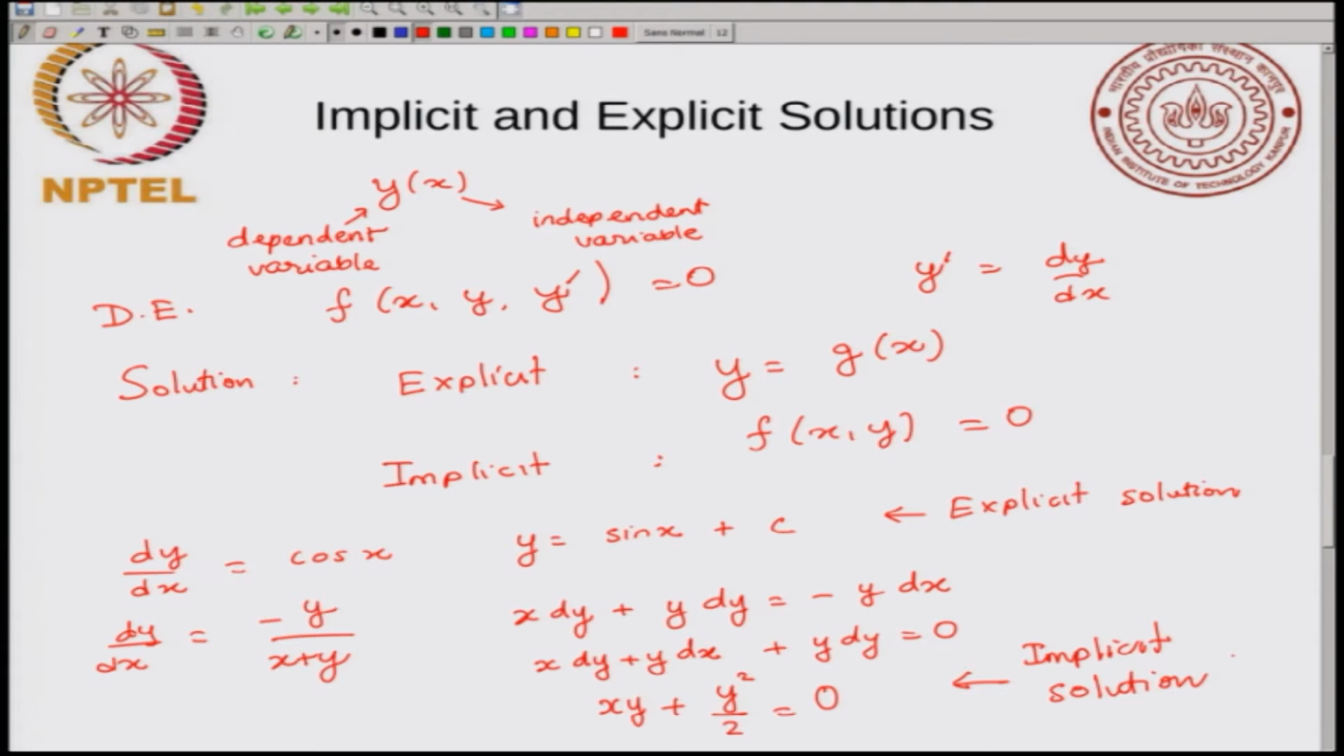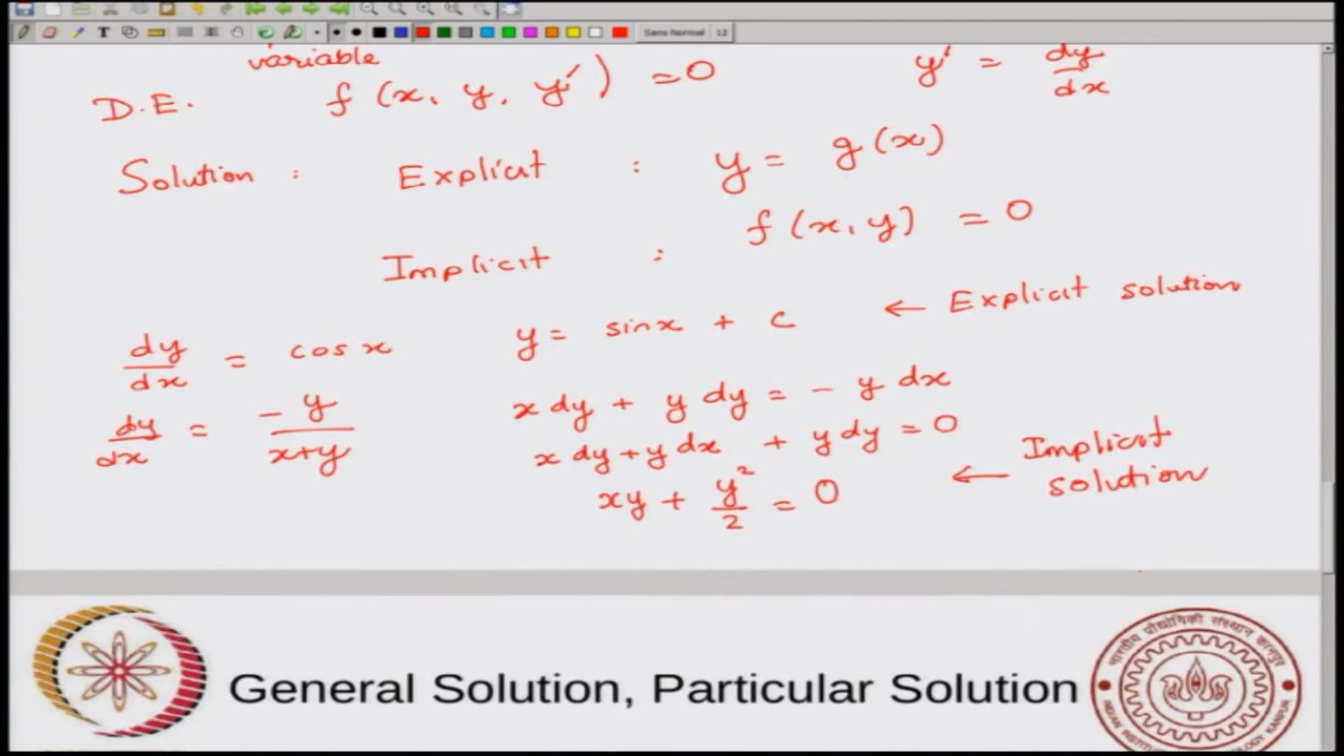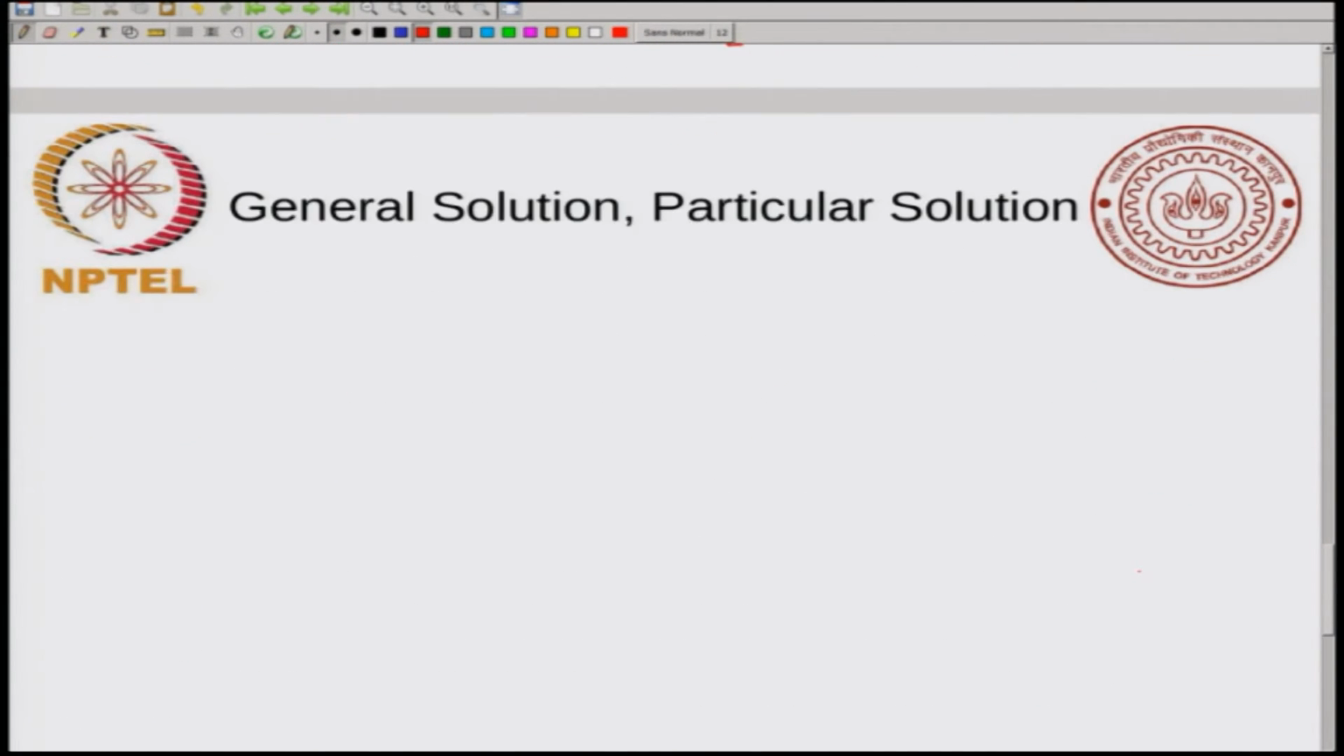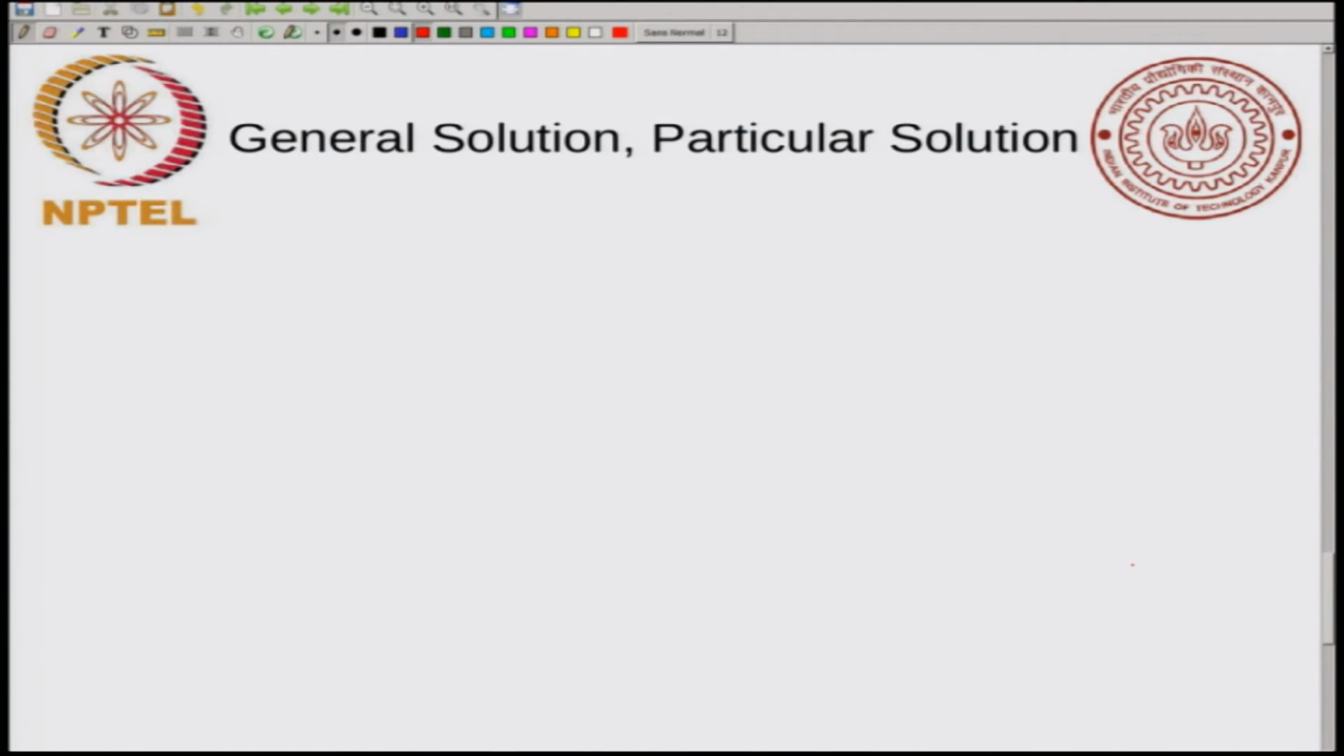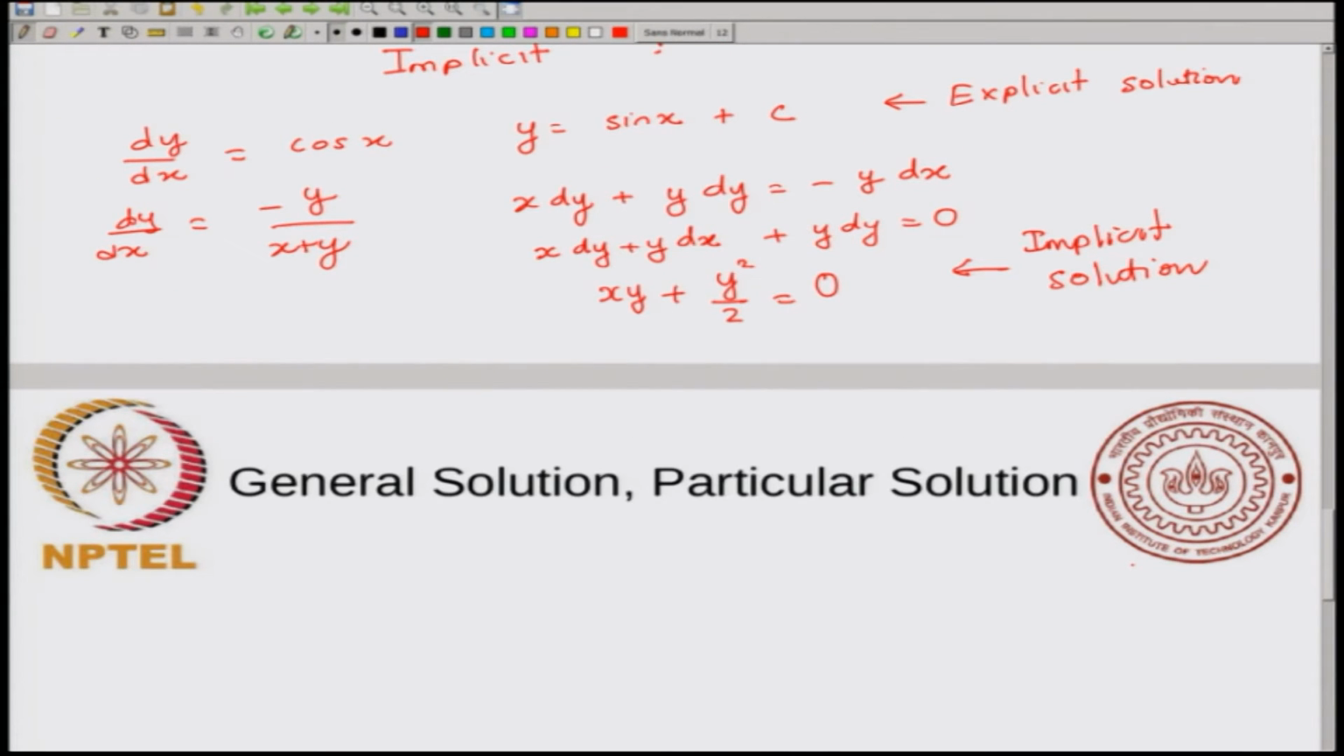So, you can have both explicit and implicit solutions for differential equations. Now, the other point about differential equations is that you can have general solutions and particular solutions. We already saw this: if you look at this differential equation, dy by dx is cos x, we have y equal to sin x plus a constant.